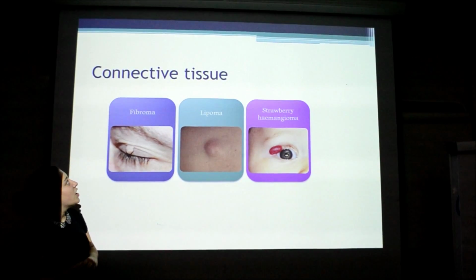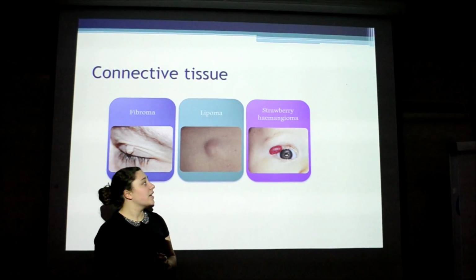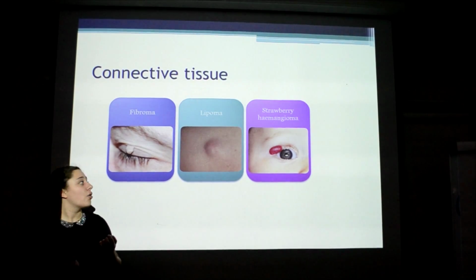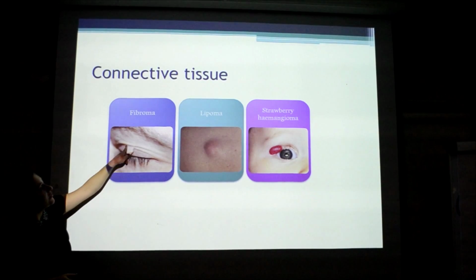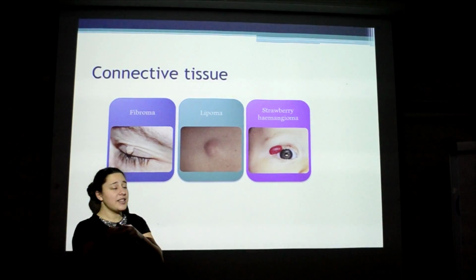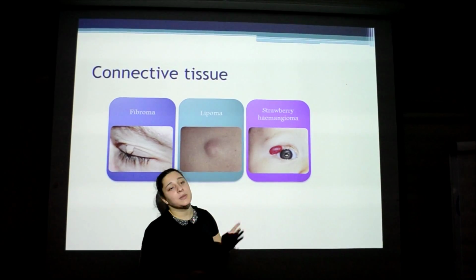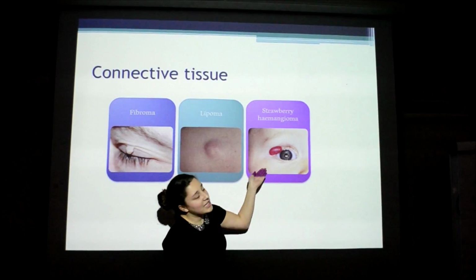Connective tissue tumours are more localized on the skin surface, but they can also be inside, like in the mouth or even genital areas. The fibroma is from the connective tissue. The lipoma is under the skin surface, and it has fatty tissue. And the hemangioma is most common in babies and has this clinical aspect.